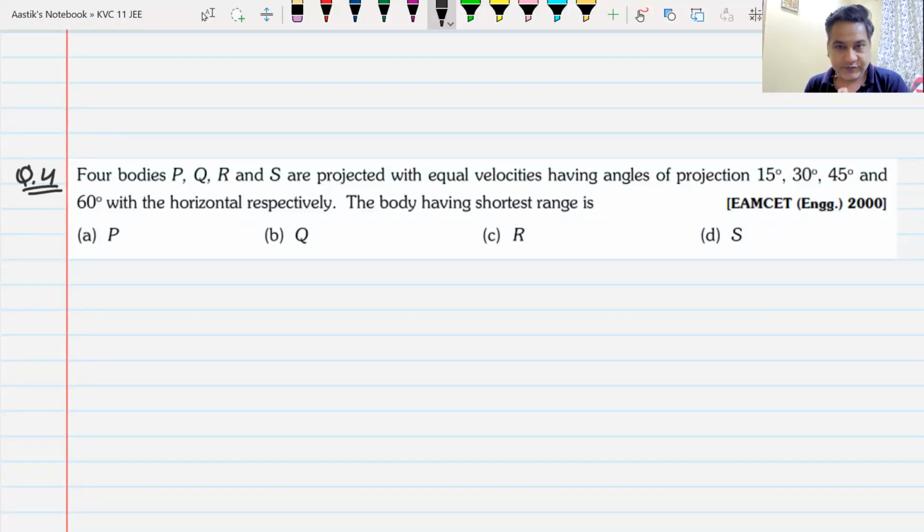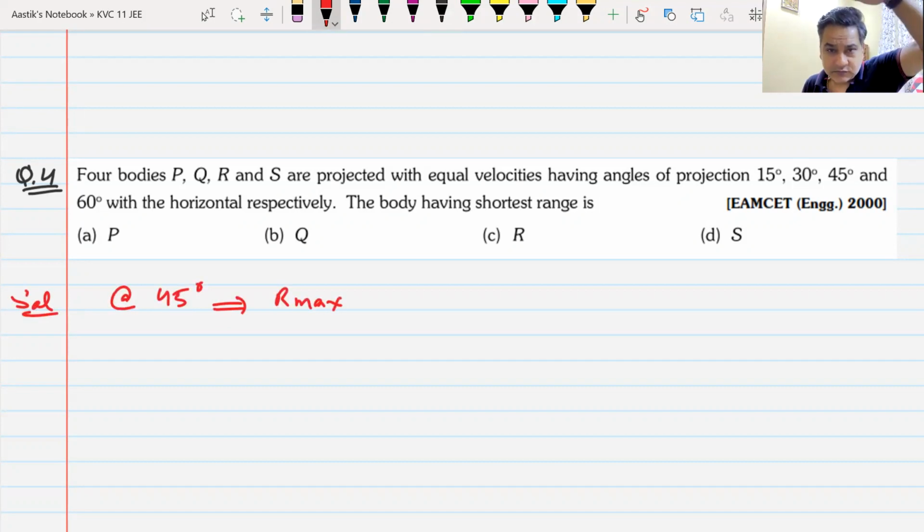Now remember, at 45 degrees, the range is maximum. Keep this in mind. At 45 degrees, you have maximum range. Now, when the angle is more than 45, range decreases. When the angle is less than 45, range decreases.